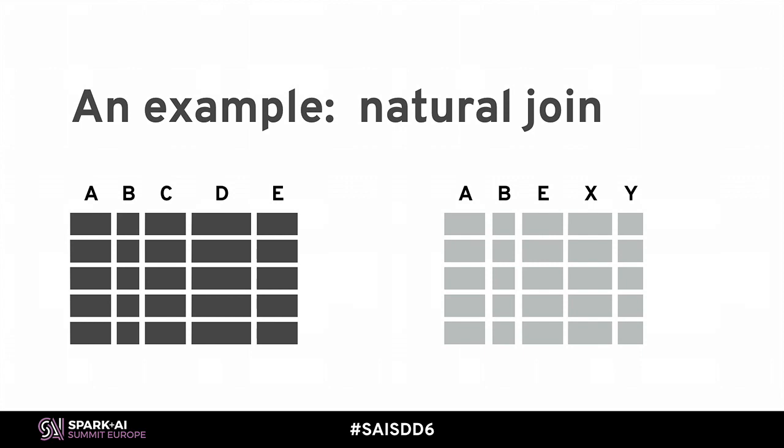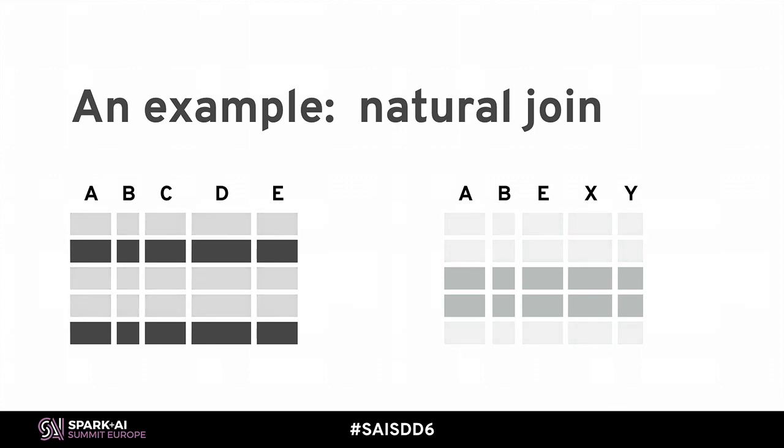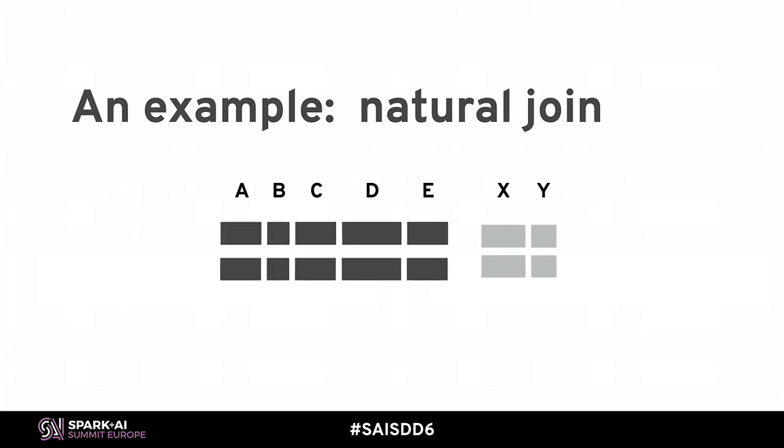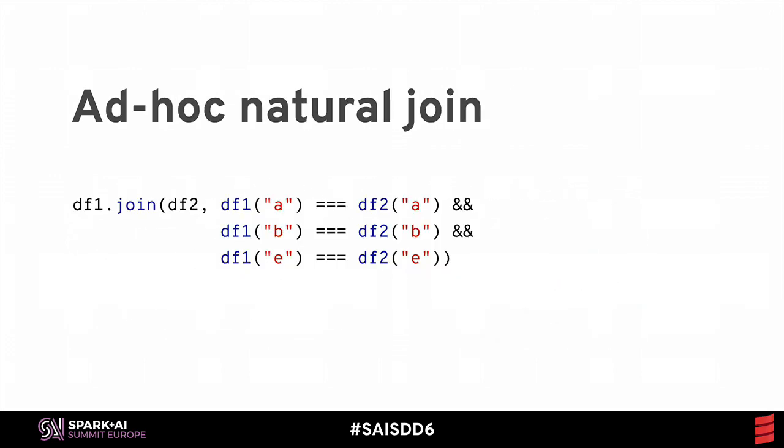We have these two data frames. They have the columns A, B, and E in common, and we want to get the join of these where the values of A, B, and E are in common. So we'll select the ones that match, join them together, and then we have A, B, C, D, E, X, Y. So we could implement this in sort of an ad hoc way if we knew exactly the columns we were going to get, right?